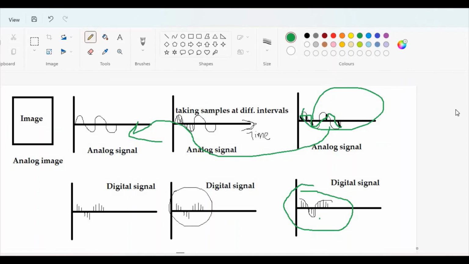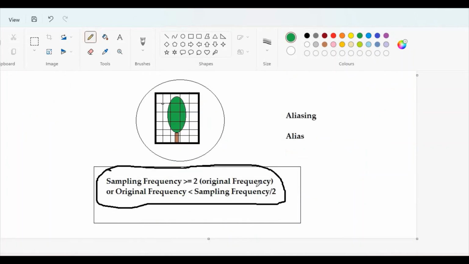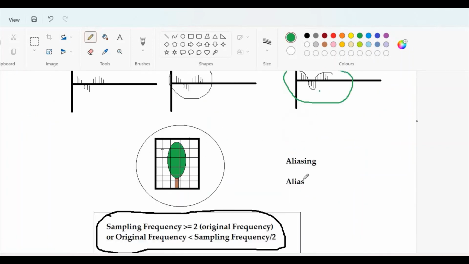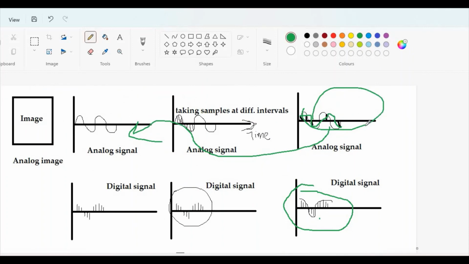So that's where the sampling theorem comes in. It provides you with this condition: if you want the whole conversion process, not only from analog to digital but back to analog from digital, to result in an uncorrupted signal, the sampling frequency should be more than or equal to twice the original frequency. That's the basis of the sampling theorem.